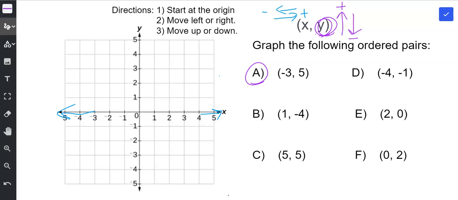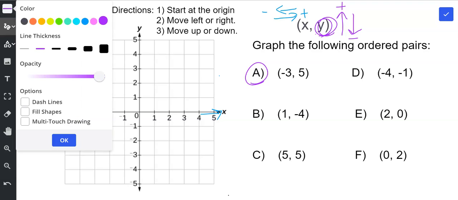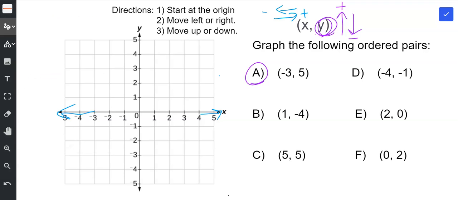Example A. -3, +5. So I'm going to go ahead and switch colors, and I'm going to label X and Y, and I'm going to draw my arrows before I graph this coordinate. So the X is -3, and a -3 means that I'm going to move to the left, so I'm going to draw a left arrow above the -3. And then the Y value controls the vertical movement. So a +5 means that I'm going to be moving upwards, so I'll draw an upwards arrow.